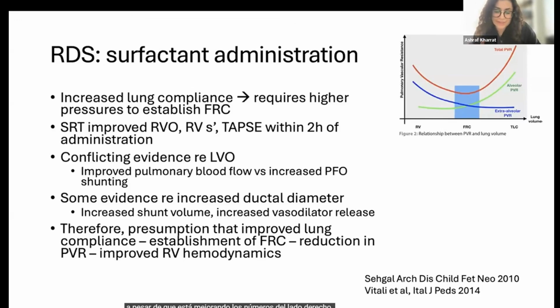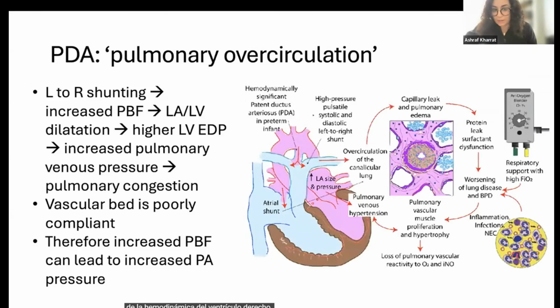There's also some conflicting evidence regarding increased ductal diameter with surfactant administration. It's probably not so much that the duct actually changes diameter, but there's more shunt volume when you decrease PVR, as well as more pulmonary blood flow, releasing more endogenous pulmonary vasodilators, and that has an impact on the actual blood vessel of the PDA. So essentially, surfactant administration is not just a respiratory drug; it also has hemodynamic changes, particularly in its improvement of right ventricular hemodynamics.